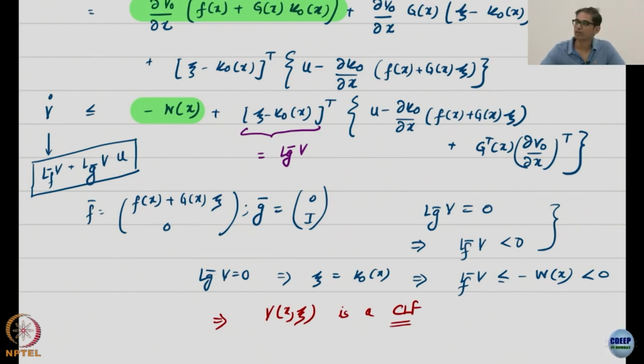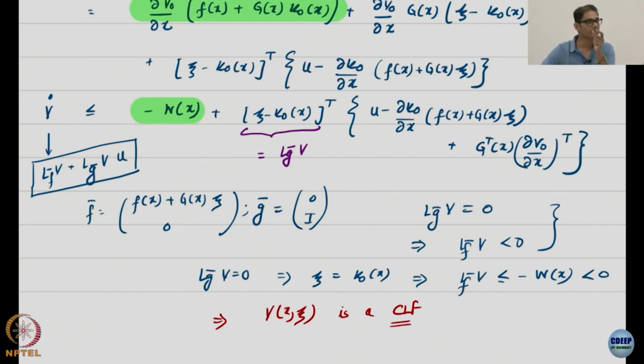Excellent, everybody is clear how we just constructed a CLF for an integrator system starting from a single system. Of course, the questions on how you get V0 and W and K0 remain. We'll look at those in examples, but it's a constructive way.